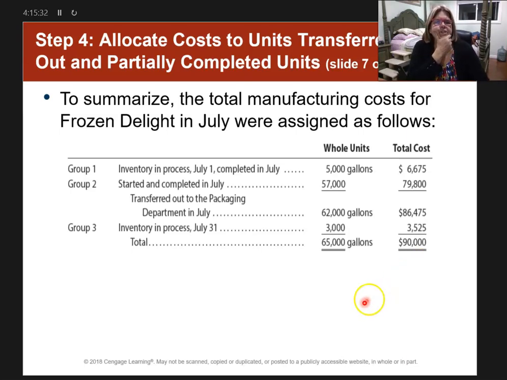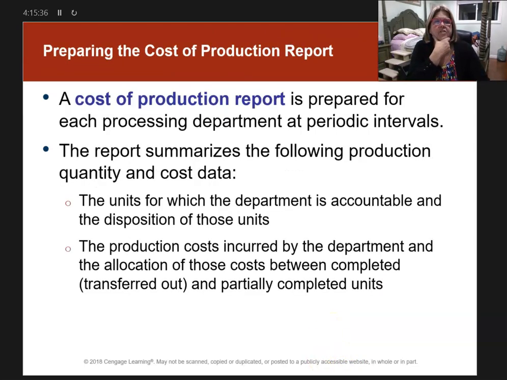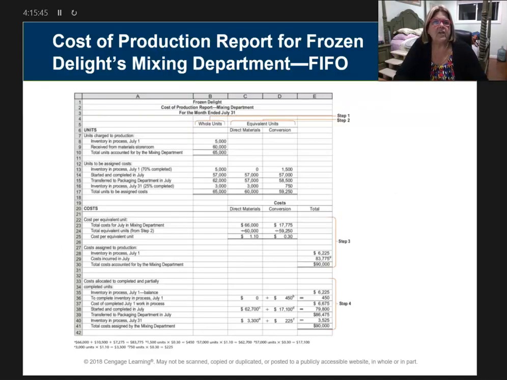Okay, well next I'm going to keep moving along and we're going to prepare the cost of production report. Okay, so now that I've got my thing, it's really just a summary of what we just did. It looks like this. I know it's kind of an eye chart, but this is kind of like what we just did, the groups 1, 2, and 3. So this is step 1 and 2, by the way.